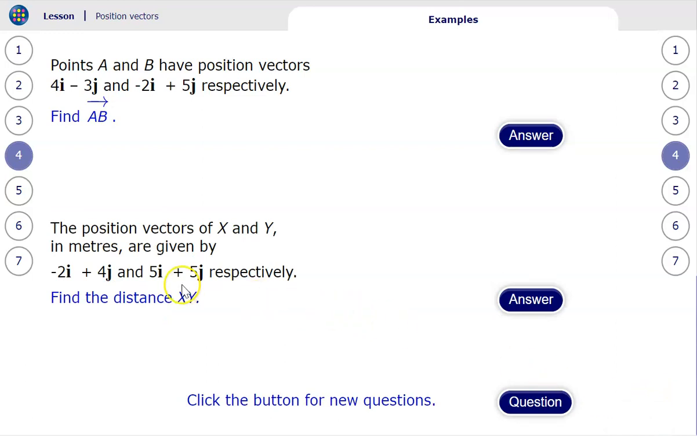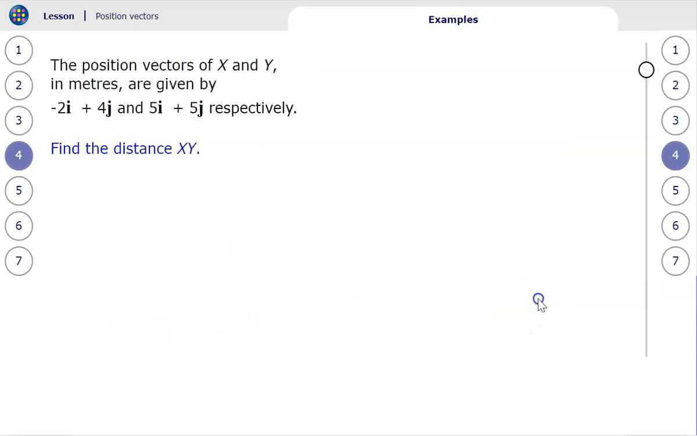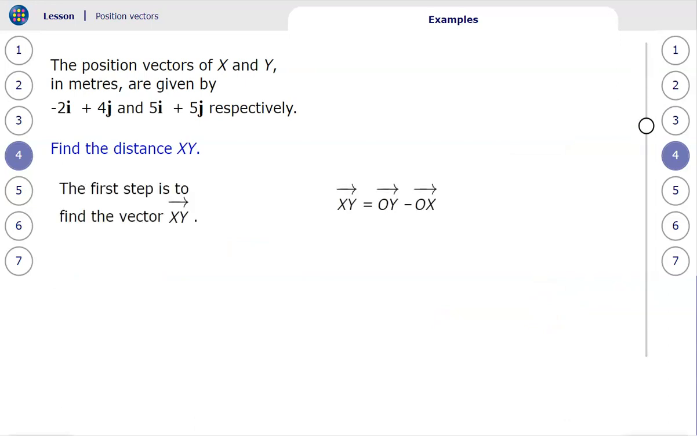We take a look at the next example. The position vectors of x and y in meters are given by minus 2i plus 4j and 5i plus 5j respectively. We want to find the distance between x and y. Well, if we're going to do that, we need to find the vector xy. So xy is going to be OY minus OX. Notice over here, I'm going from x to y, so y is at the end. When I do my calculation for this, I'm going to put the position vector of y first, and from it take away the position vector of x.